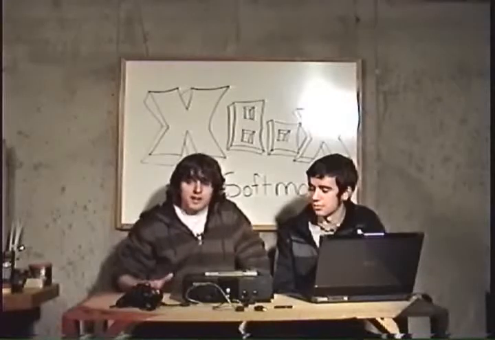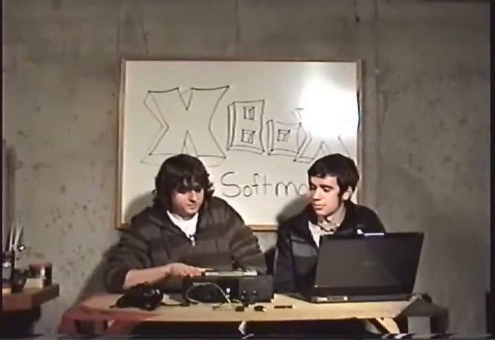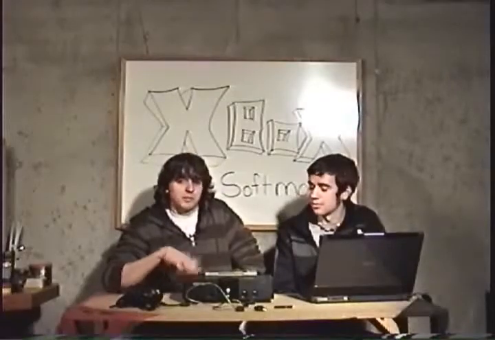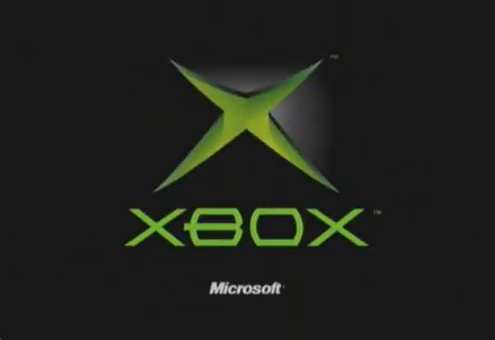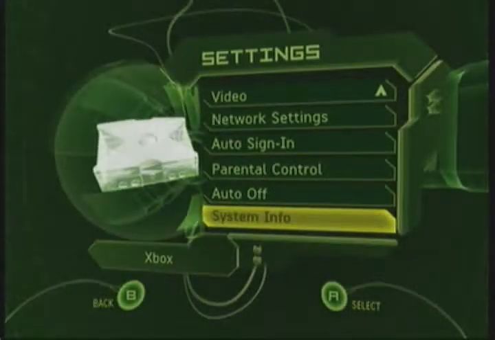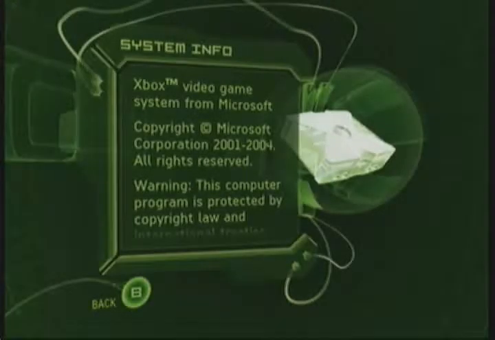And that's about it. What we're going to do is boot up our Xbox, and make sure that we have our dashboard completely up to date. To find out your dashboard version, you just go to Settings, scroll down to System Info, and wait till this whole long copyright notice goes through.